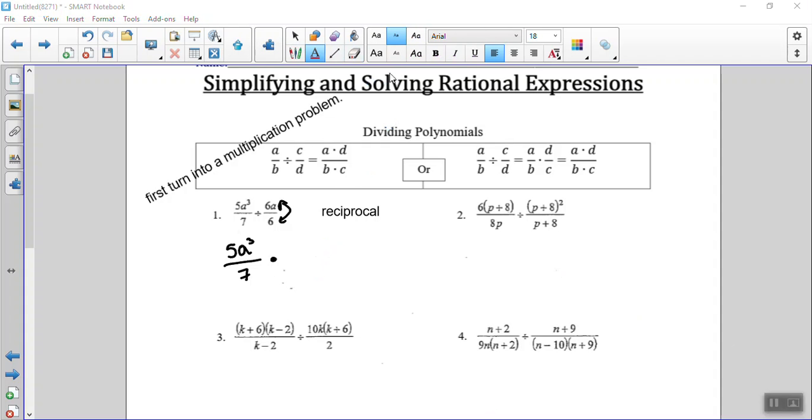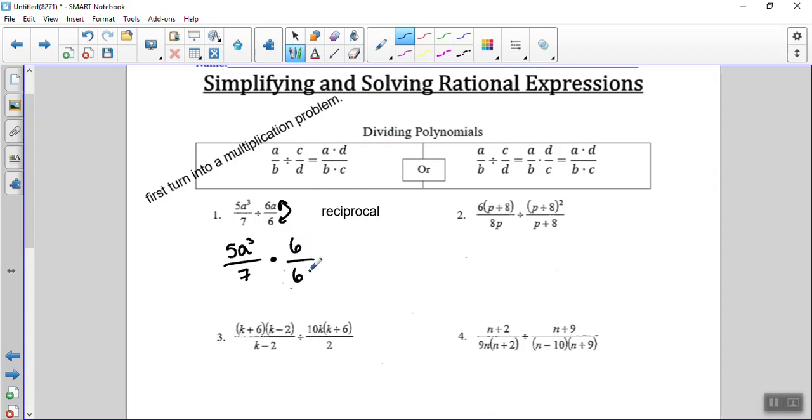So you have 6 in the numerator now, and then in the denominator, you have 6a. And then now we can multiply straight across. But before we do that, we're going to reduce this. So 6 gets crossed out. They cancel each other out.